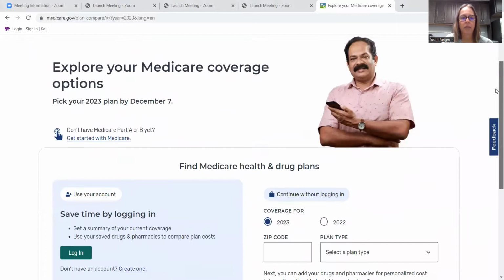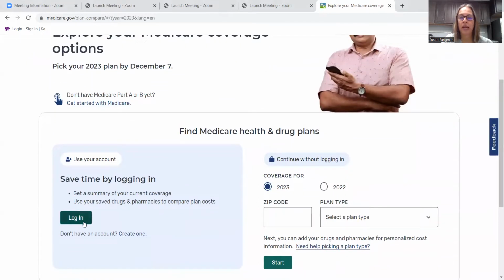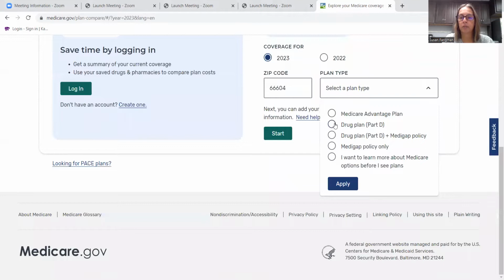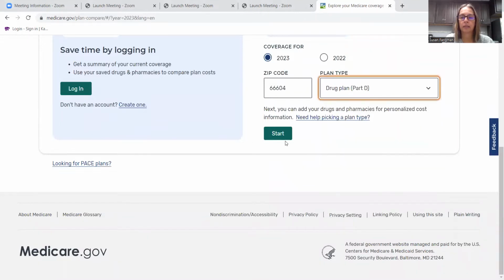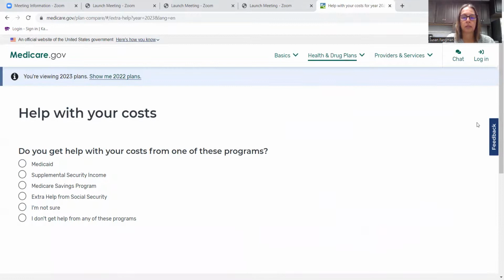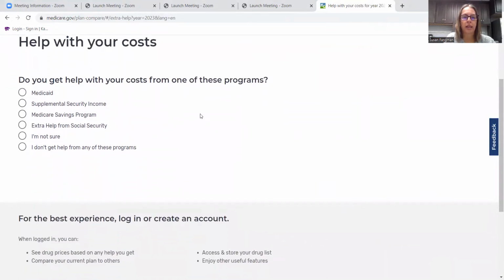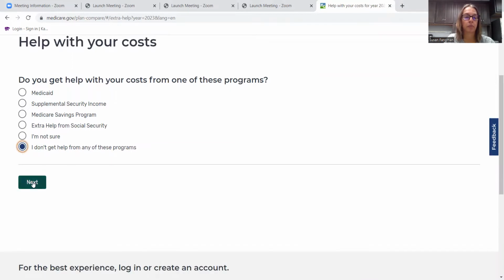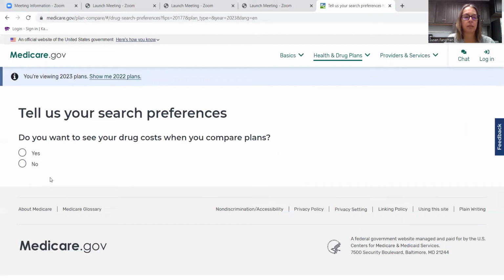And if you have an account, you can log in right here. But for today's example, I'm going to do a general search. So we want to enter our zip code. And over here, we're going to select drug plans only. If you get any extra help for any of these programs, make sure you click a button. But for today's example, I'm going to click I don't get extra help. I don't get any help from these programs.